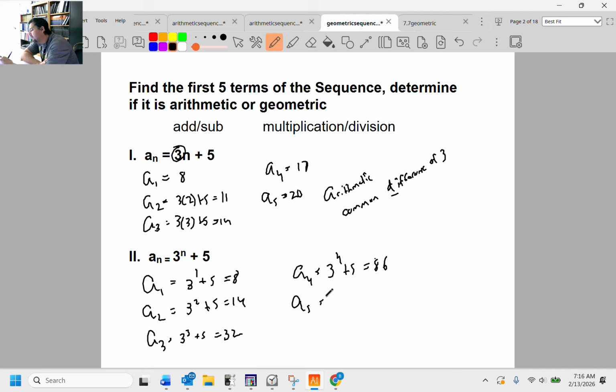And then a sub 5 is 3 to the 5th, add 5. And 3 to the 5th has been 243 since I was a little kid. I don't think it's changed. 248. There you go. It's obviously geometric.